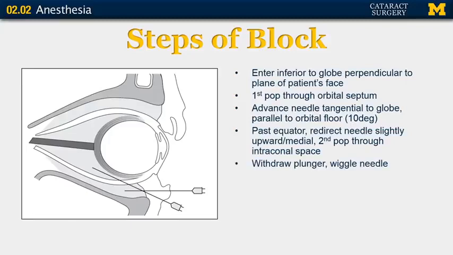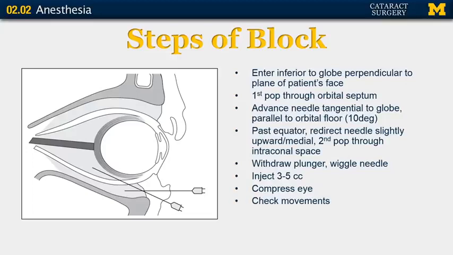Once you're in the intraconal space, slightly withdraw the plunger to make sure you're not intraarterial. Some also suggest wiggling the needle to make sure you're not within the globe. Then slowly inject 3 to 5 cc's of the anesthetic into the intraconal space. After that, withdraw your needle and then provide about 3 minutes of gentle compression over the eye. This is supposed to promote the spread of the anesthetic and also help quicken the onset.